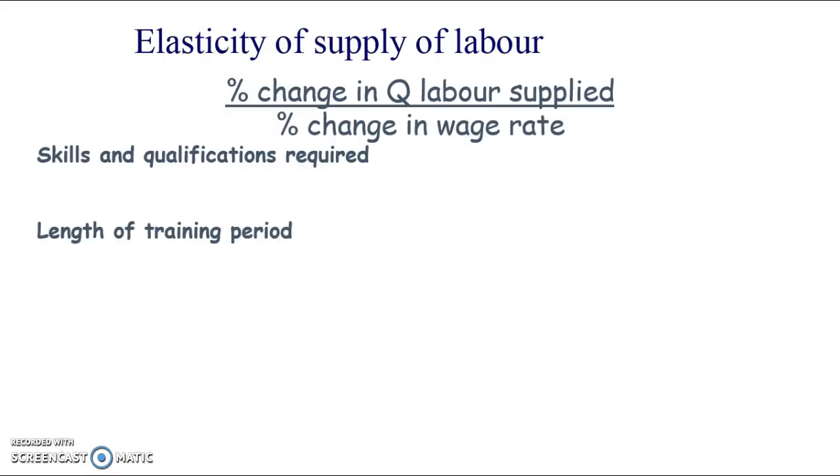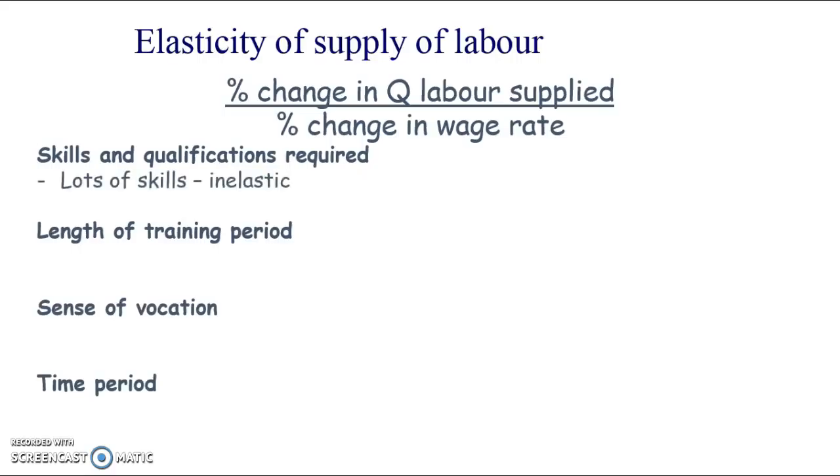So I'll just run through all of them: the length of the training period, the vocation, and the time period. In terms of skills and qualifications required, if you need lots of skills, supply tends to be quite inelastic. I always get students to imagine that the wage rate has gone up or down. Will the number of people in that industry significantly change?